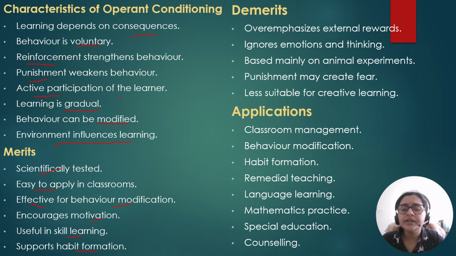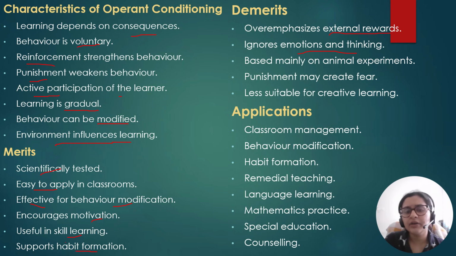Okay, what are the demerits? It overemphasizes the rewards concept, external rewards. It ignores emotions and thinking. You have not seen any emotion or any thinking concept in this particular theory, so it will ignore that aspect. It mainly emphasizes rote learning. Okay, mugging up kind of learning.